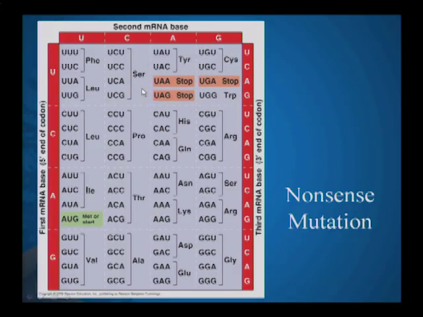And then a nonsense mutation is one in which the change causes the insertion of a stop codon. If a mutation leads to a stop codon being produced, that can change protein production, and instead of the whole protein being produced, only a fragment of the protein will be produced. And again, that would be a nonsense mutation.